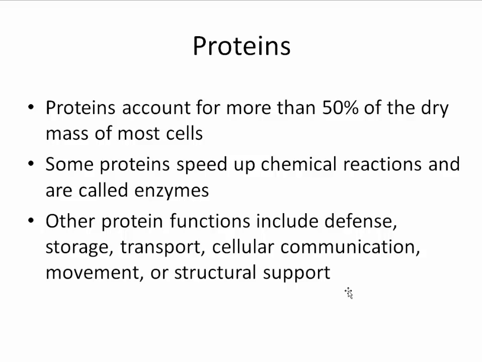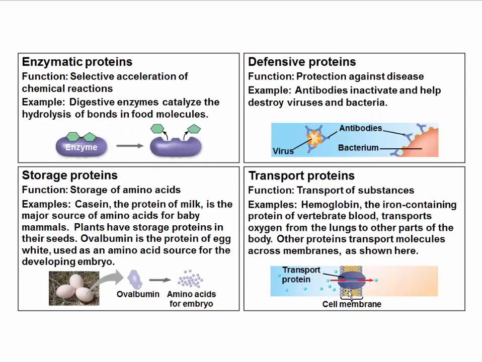The next most cool group is proteins, and this is a fabulous group of biomolecules. They account for more than 50% of the dry mass of most cells. So that's a lot of proteins that we have. We know that proteins speed up chemical reactions and are called enzymes. But did we know that proteins are also used for defense, for storage, for transport, for communication between cells, for movement, and for structural support? So proteins seem to be a real nice general multi-purpose molecule. So we'll look at these selectively one by one and run through these rather fast.